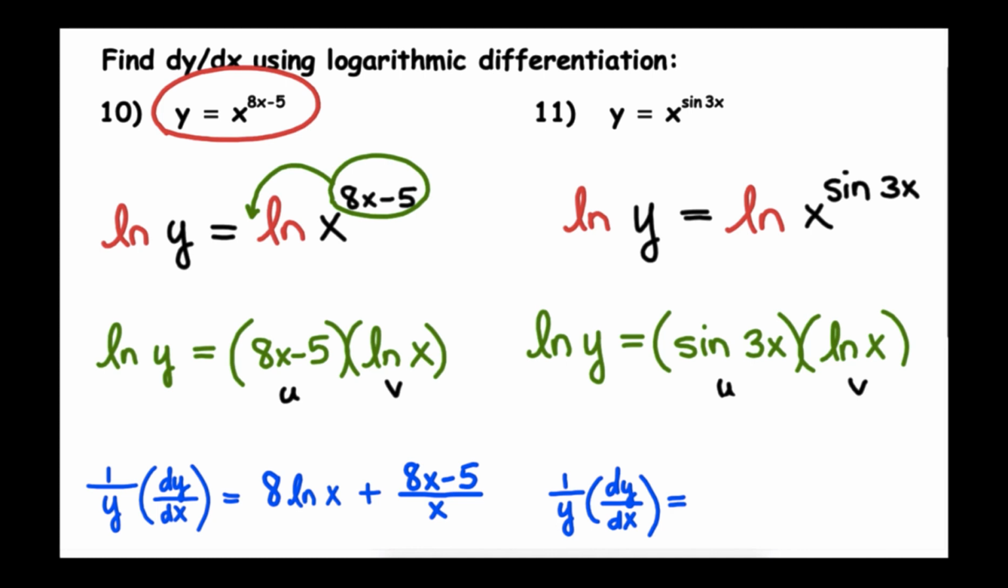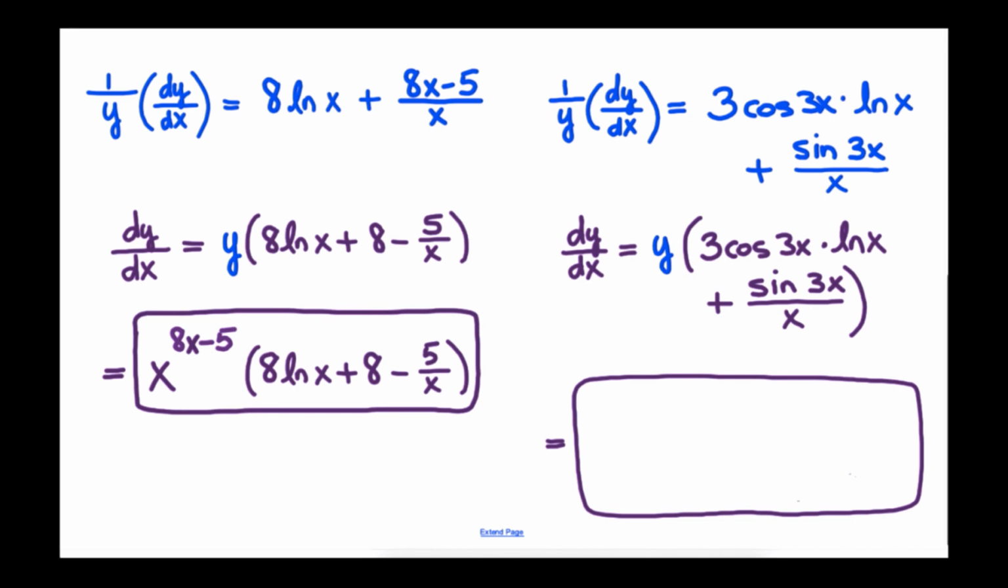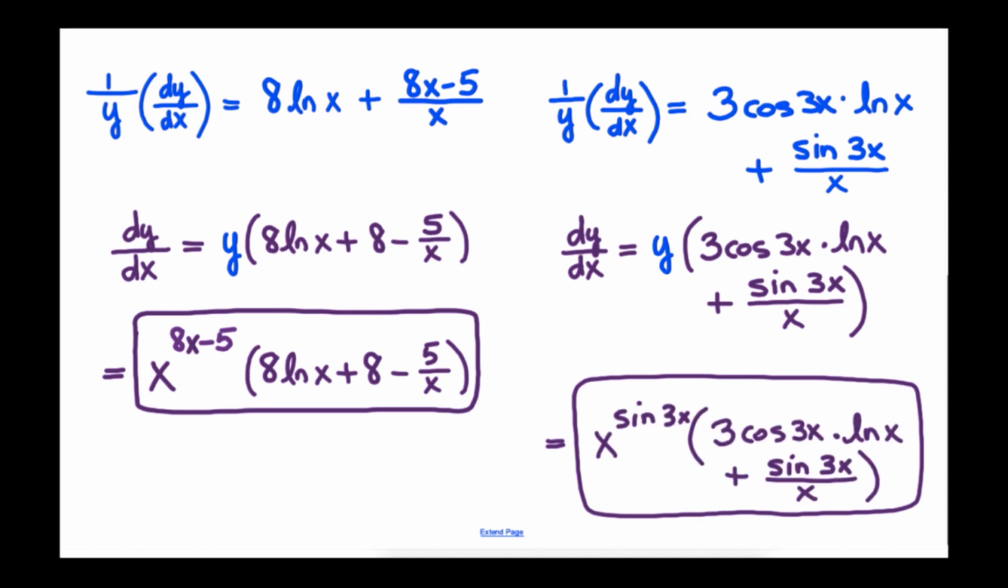On the right-hand side, you have u prime v plus uv prime. There's the u prime v. I'm out of room, so I'm going to scroll and give myself some more space here. Okay, so we've got u prime v plus uv prime. There, that's better. Okay, we want dy dx to be by itself, so we multiply both sides by y, just like we did in number 10. But remember, from the original problem, y was equal to x to the sine of 3x power. So we'll just put that in and call it good. And that's both number 10 and 11.